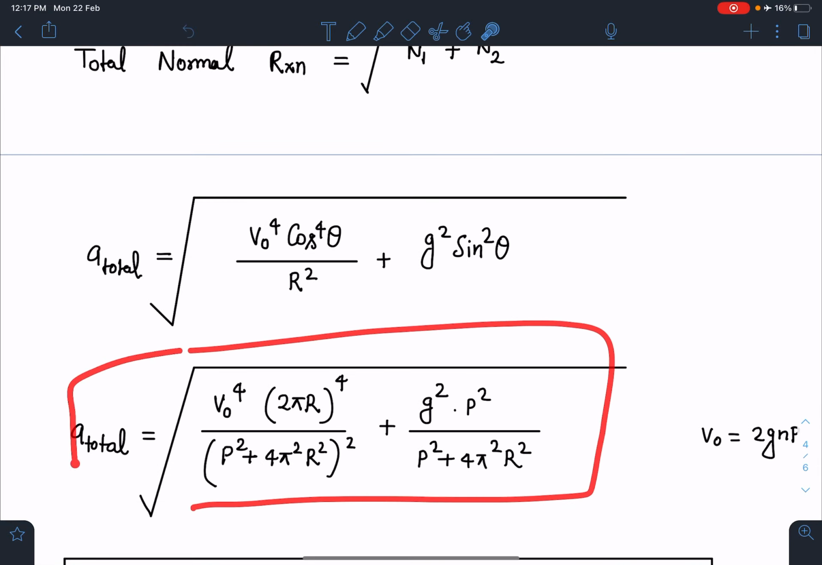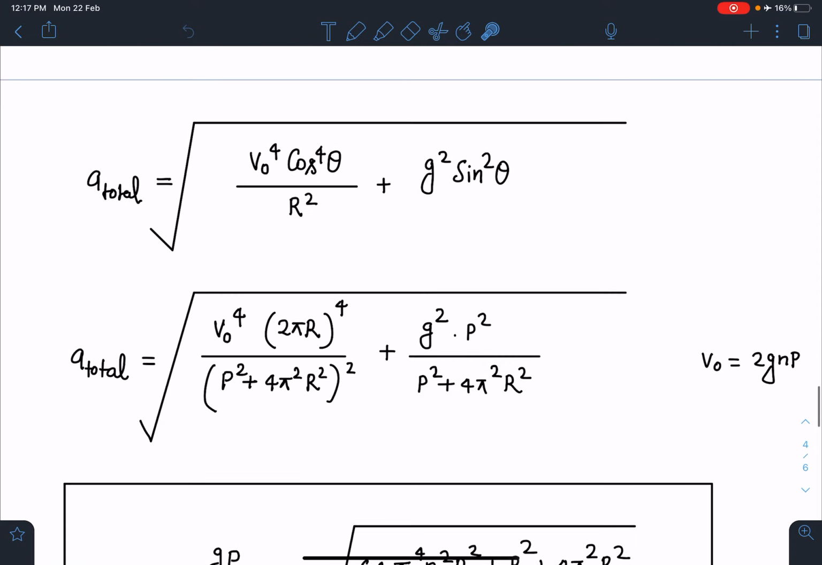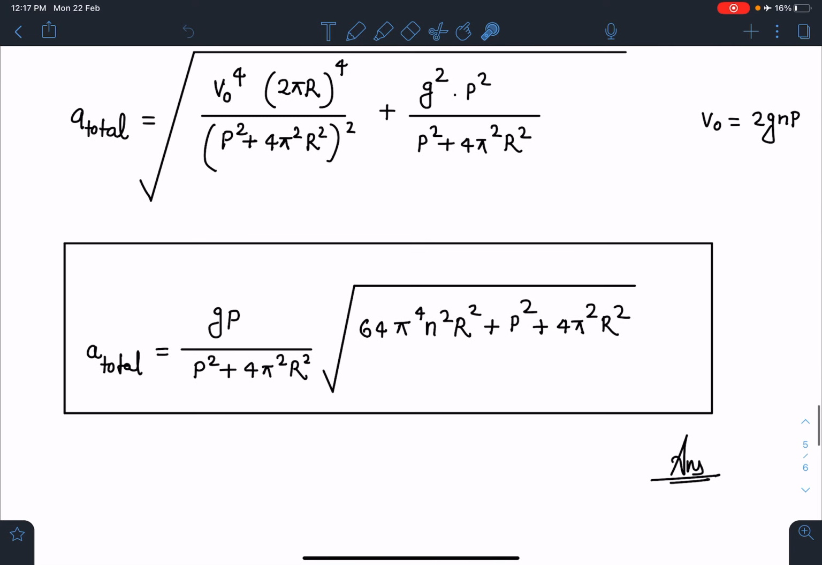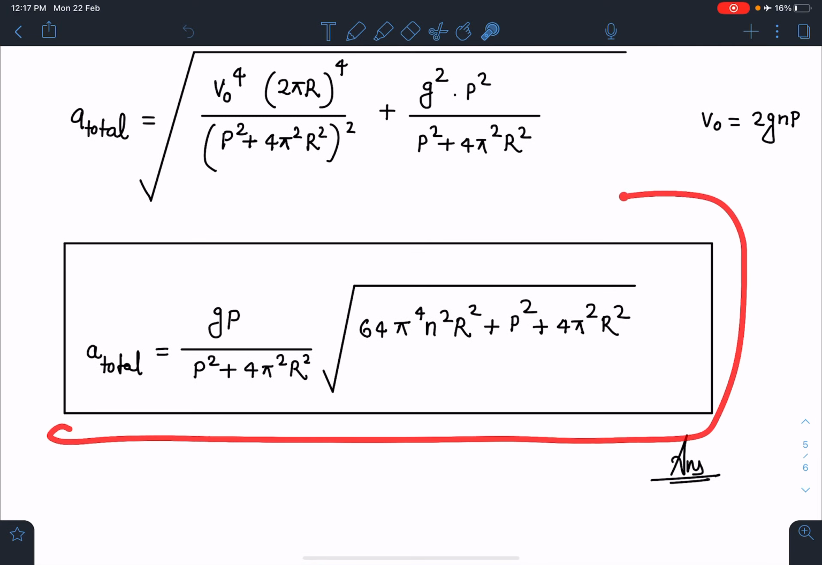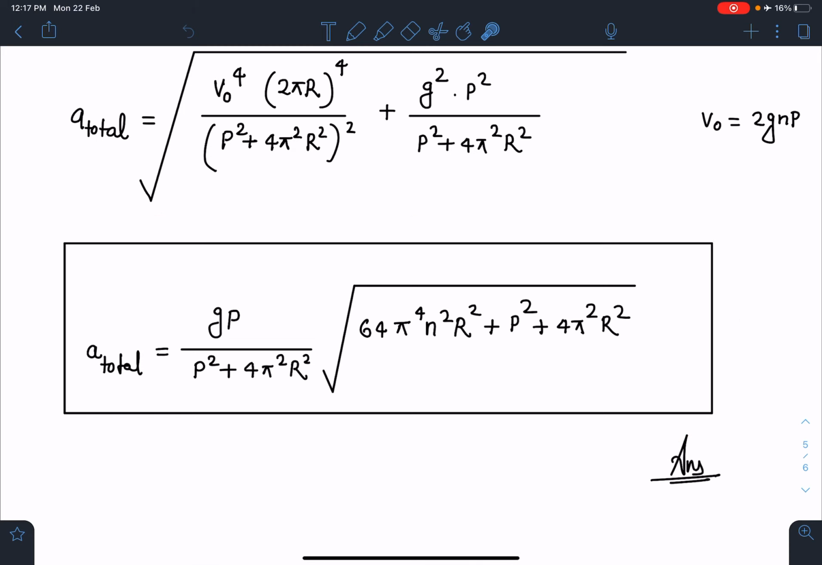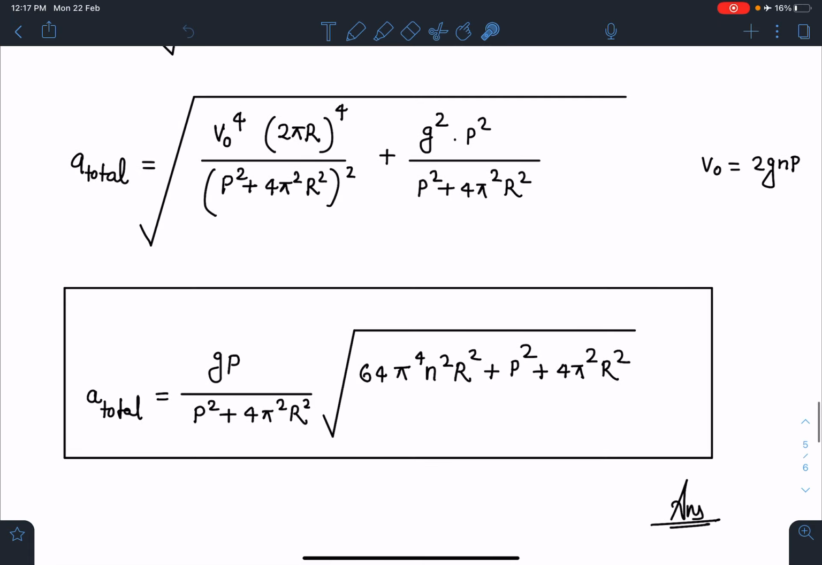Guys, I am not explaining this. I hope you can do that part. Further, when I simplify, I get this a total as g p divided by p square plus 4 pi square r square times root of 64 pi to the power 4 n square r square plus p square plus 4 pi square r square. This is going to be the final answer for this problem. It's conceptually a very easy problem, and we will just express these terms like this.